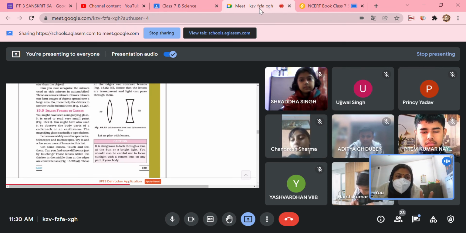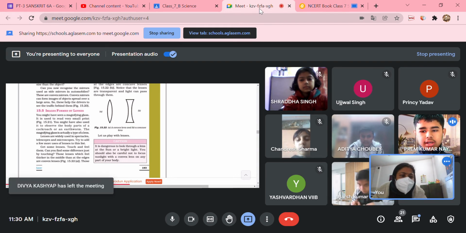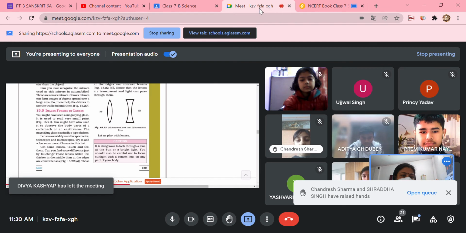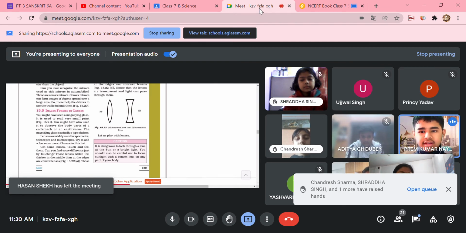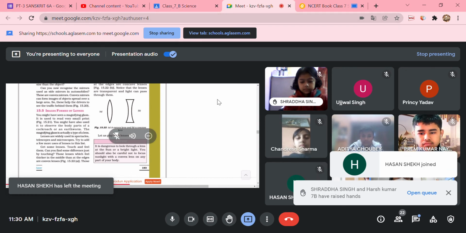Lenses can be of two types. What are the two types of lenses? Concave lens and convex lens. Concave lens and convex lens. Yes, very good. Continue.